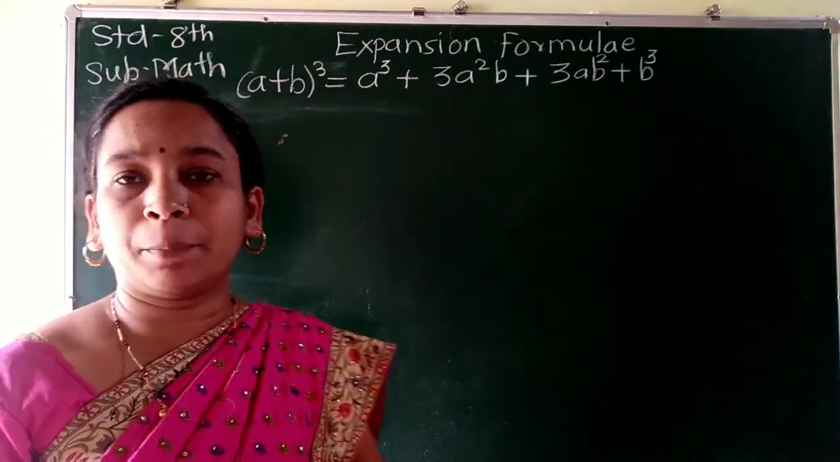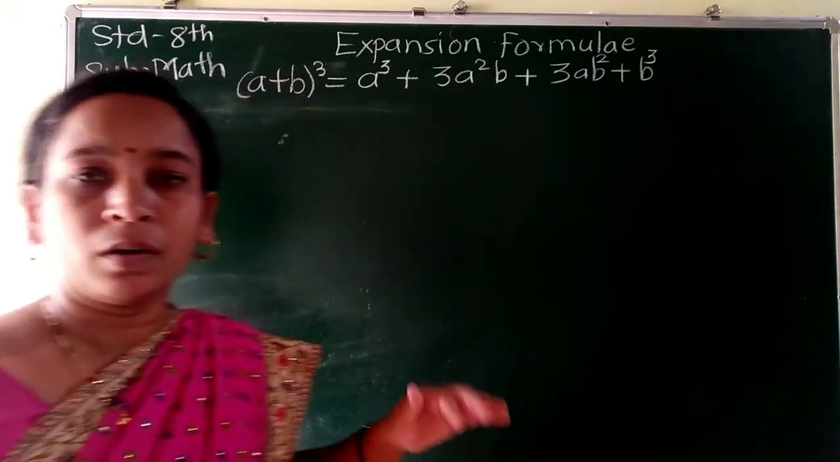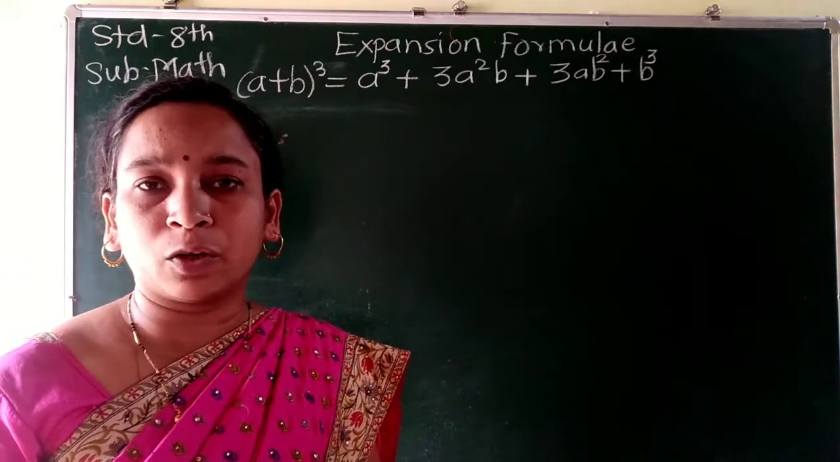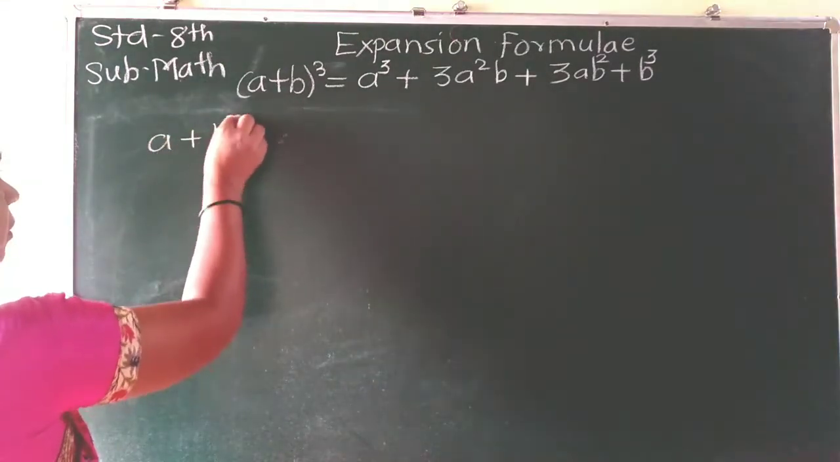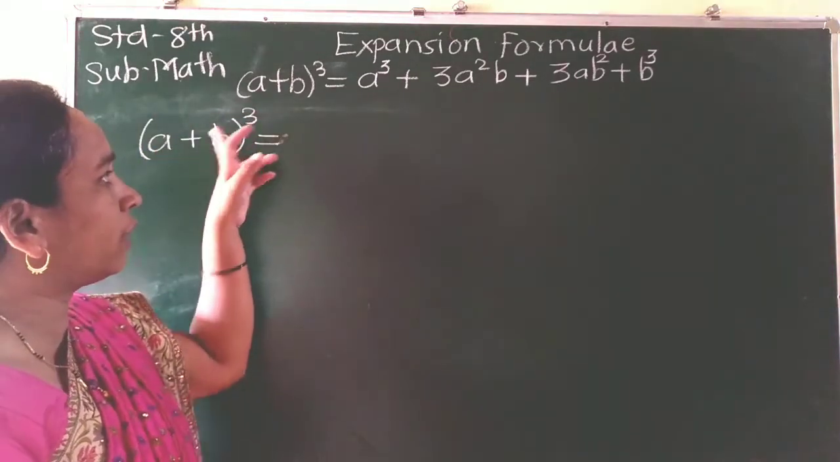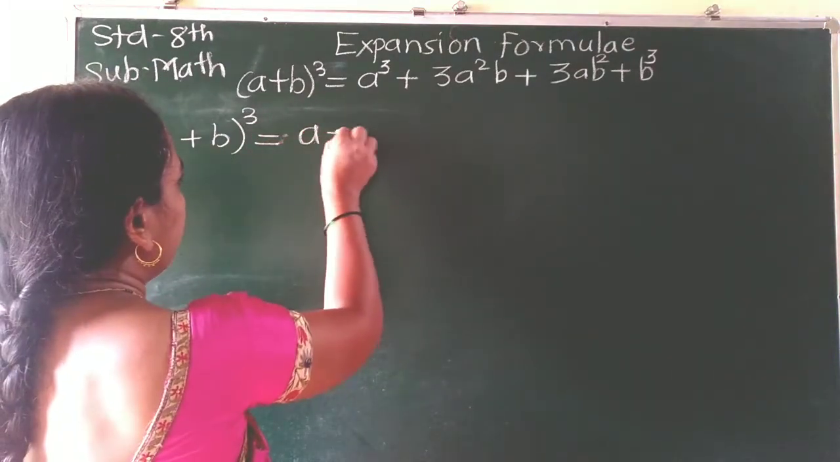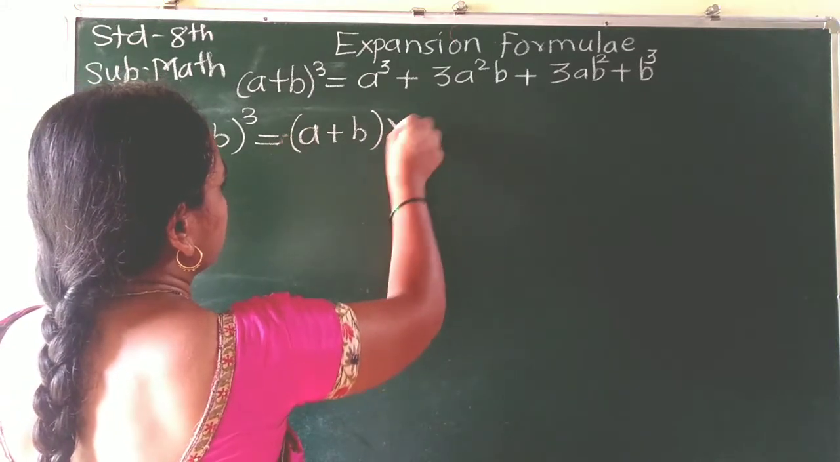We will see the expansion of (a + b) cube. First we'll see the explanation of it, and afterward we'll go for practice set 5.2. (a + b) cube is nothing but the cube of the binomial. So here a + b will be multiplied 3 times.